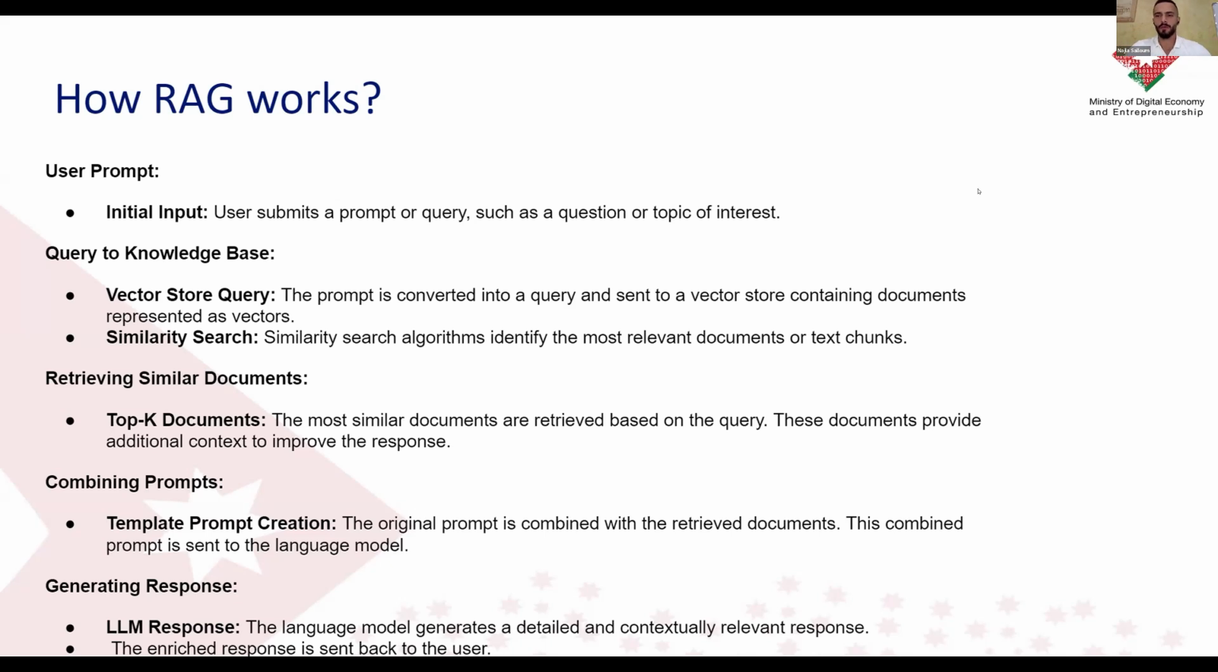Now, K is the number of documents. Usually it's between 4 and 6. Sometimes we might use 3 as the number, as a magic number, maybe 5 documents, but usually not more than 6 documents.